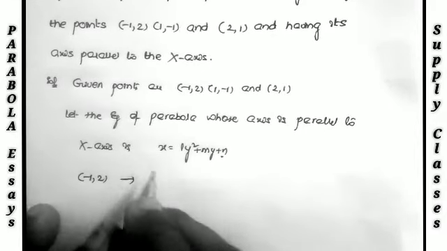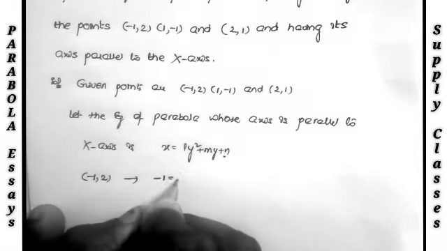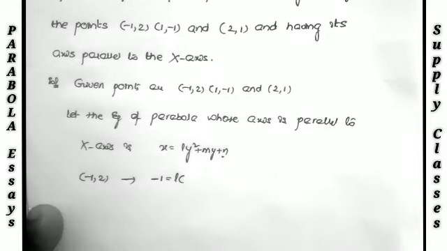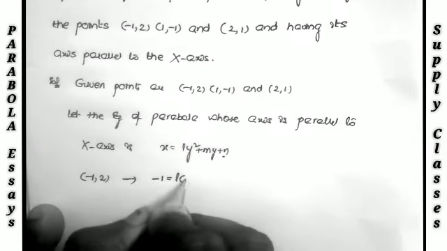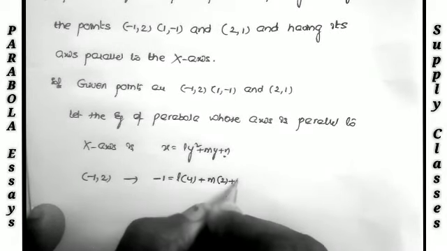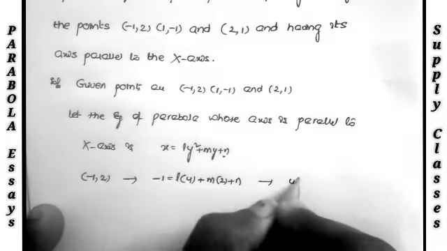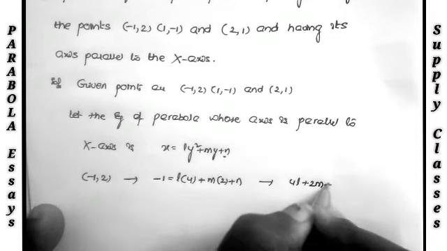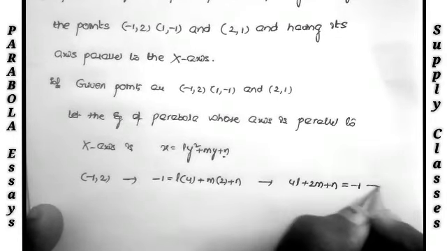Okay, what is x1? Here we have x equals minus 1, l into 2 squared, y equals 2, here 2 squared is 4, plus m into 2 plus n, which implies 4l plus 2m plus n equals minus 1. Say equation 1.